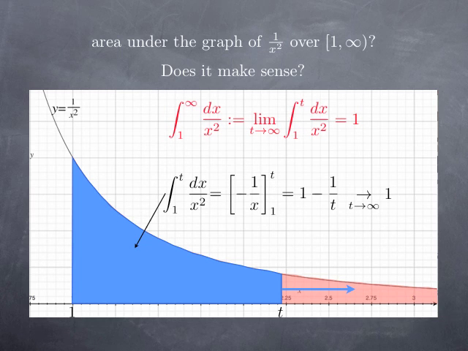So, symbolically, we're going to write that as the integral from 1 to infinity of dx over x squared equals 1. And here, by definition, the way we've calculated this integral from 1 to infinity is by calculating the integral from 1 to t and taking the limit of that as t goes to infinity. And in that case, we can define the area under the graph of 1 over x squared over the interval 1 to infinity to be this improper integral, in other words, have the value 1.